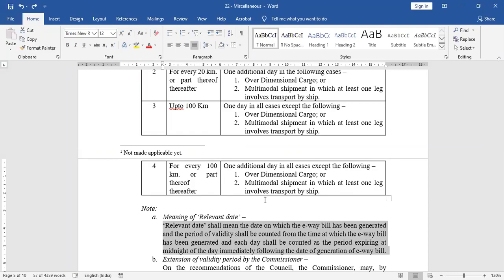So one question is how it could be more than 24 hours. If today on 15th June at 4 p.m. I generated the e-way bill, if I take 24 hours, logically it should lapse tomorrow at 4 p.m. But it will not lapse tomorrow at 4 p.m. It will lapse tomorrow at 12 night. So by default, it is more than 24 hours. I hope the doubt is clear.